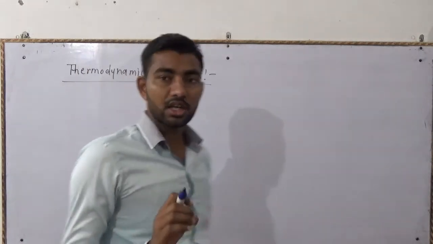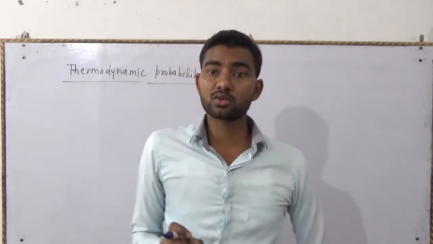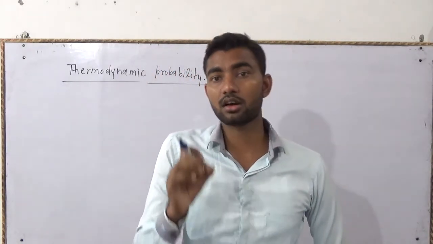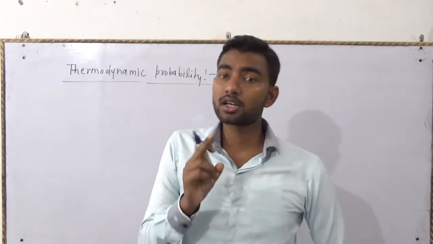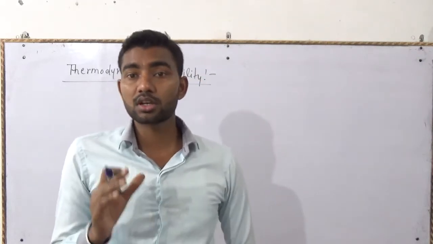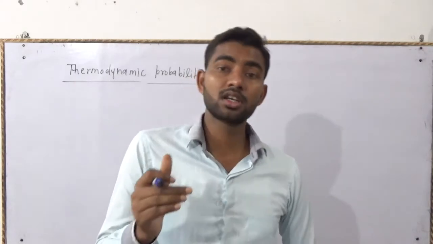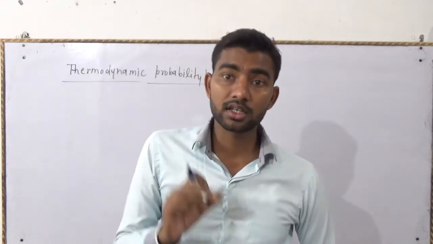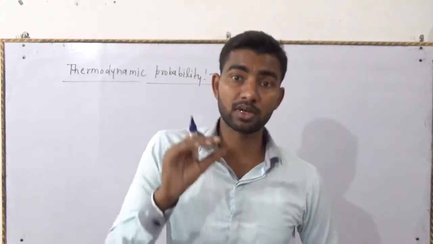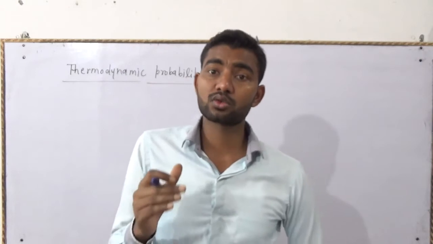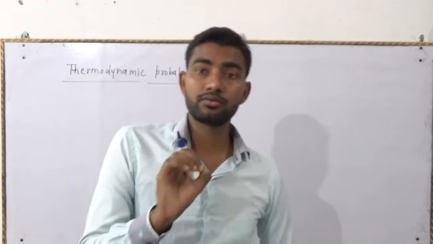Friends, as we have told you in my previous lectures, we can calculate the number of microstates for n particles. For n particles, the number of macrostates will be n plus 1 and the number of microstates will be 2 to the power of n. Here n represents the number of particles, which may be 1, 2, 3 and so on.